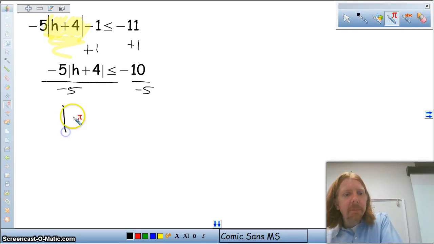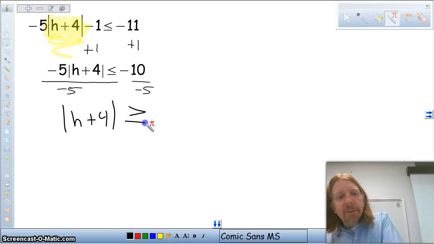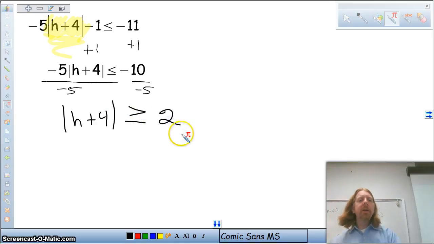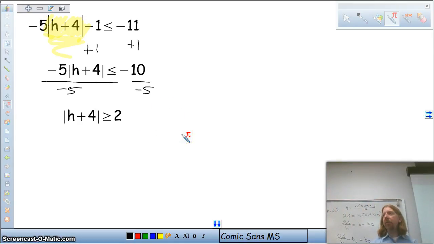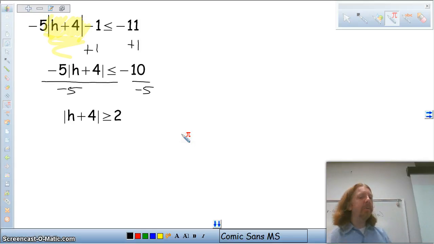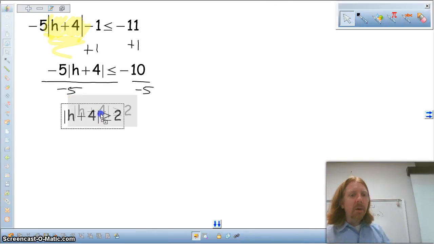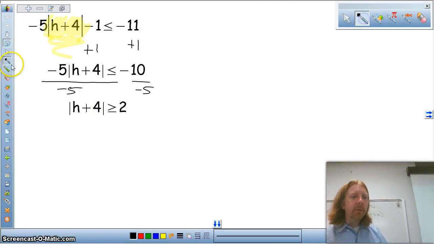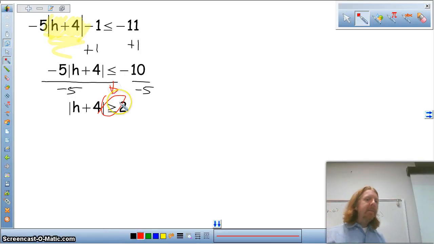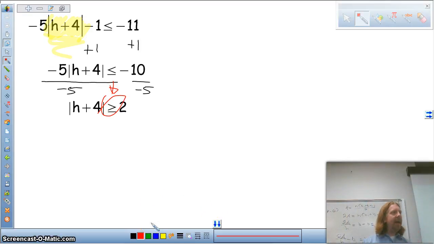So now I've got absolute value of h plus 4 greater than or equal to 2. Another thing that happened: I have an inequality, and I multiplied or divided both sides by a negative number. So now I have to flip the inequality around. That's another one of those common mistakes that got us caught on the last test when we took our first shot at it. So be aware of that.